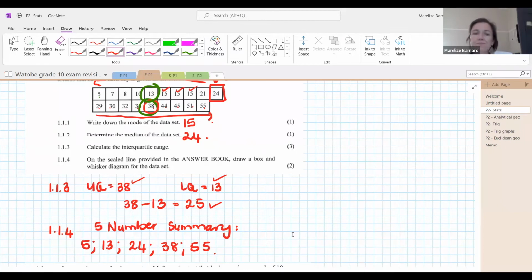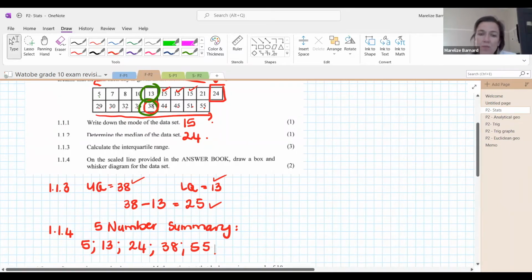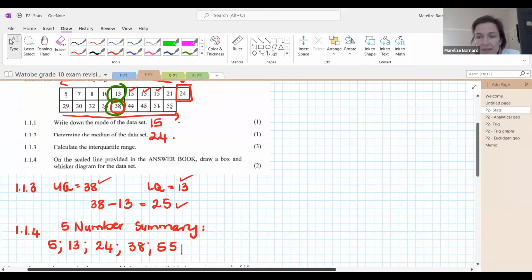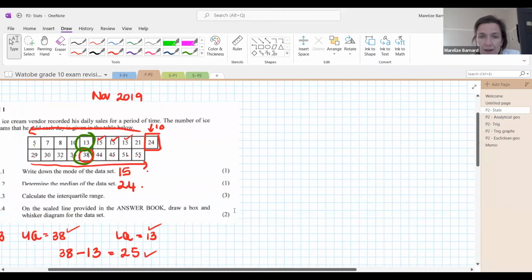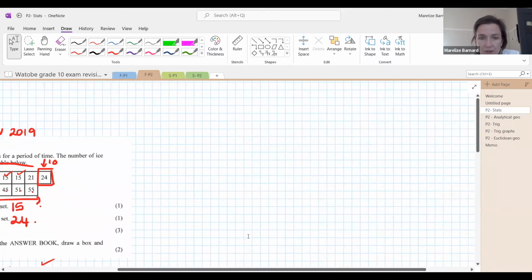Okay, awesome. And then to draw your box and whisker plot, even if you don't get an answer book, you do need to draw a scaled line so that your box and whisker plot is evenly spread out and properly scaled. Okay, so I'm just going to take this one from the memo that I got here.